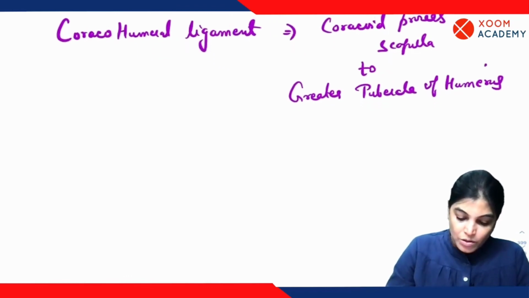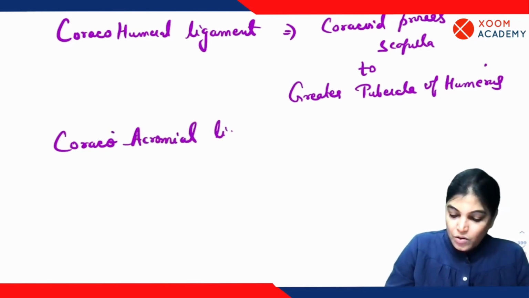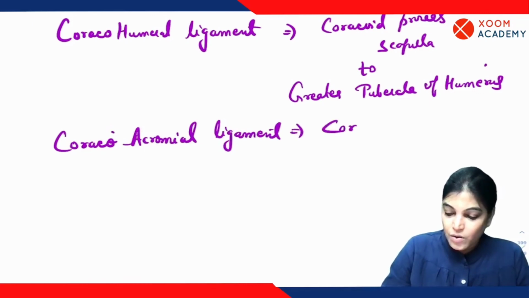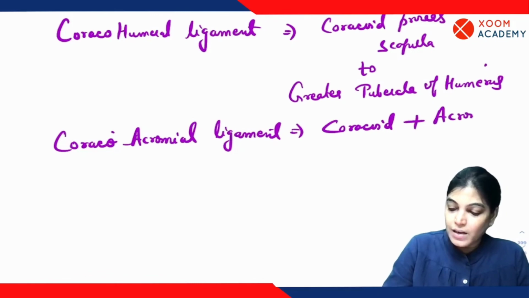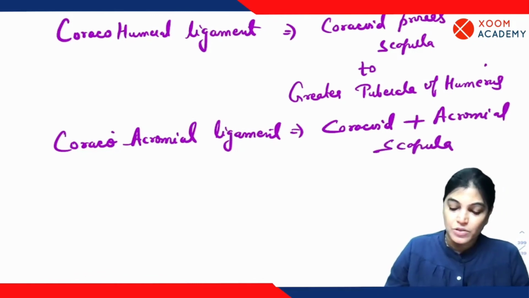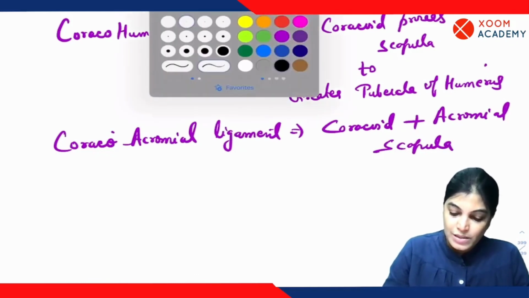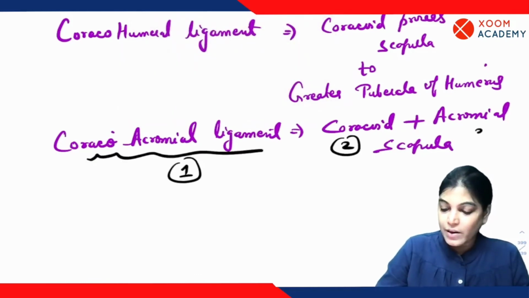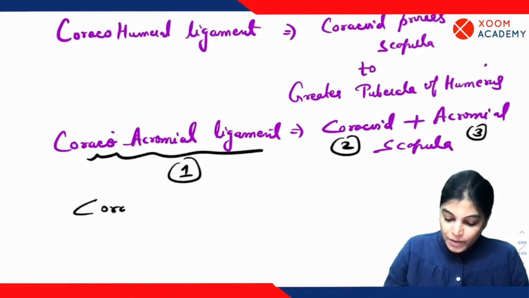Now, if I talk about the coracoacromial ligament, it is connecting the coracoid process and the acromial process of the scapula. So actually these three structures together, that is the coracoacromial ligament, coracoid process and acromial process, are called the coracoacromial arch.